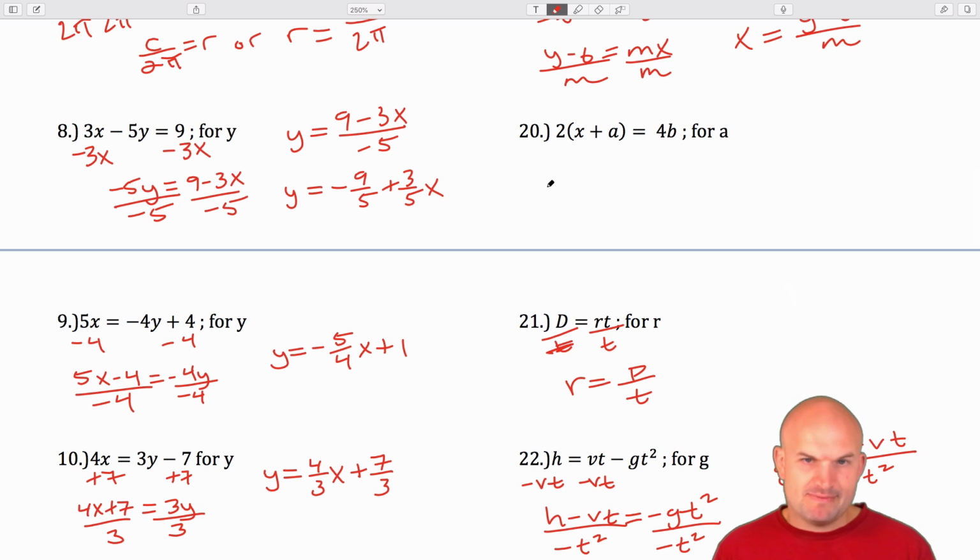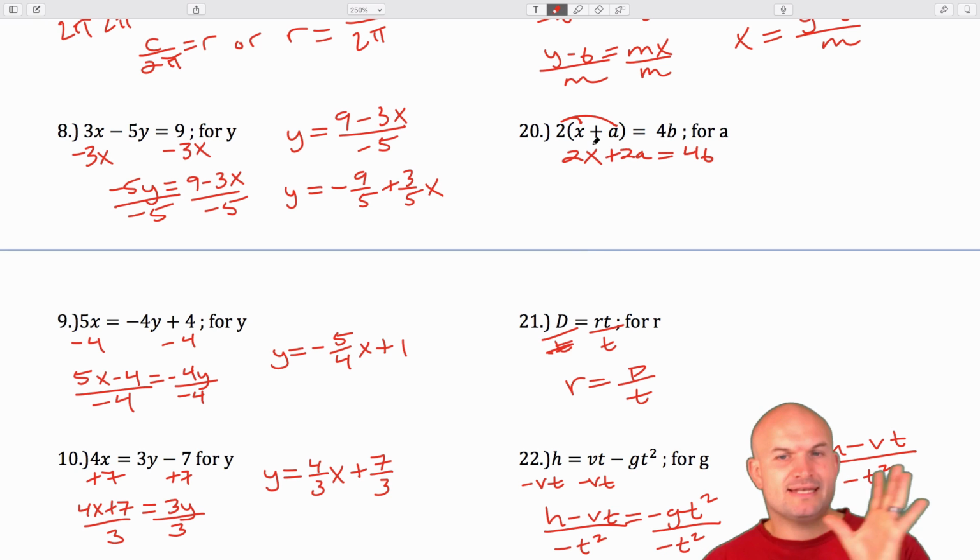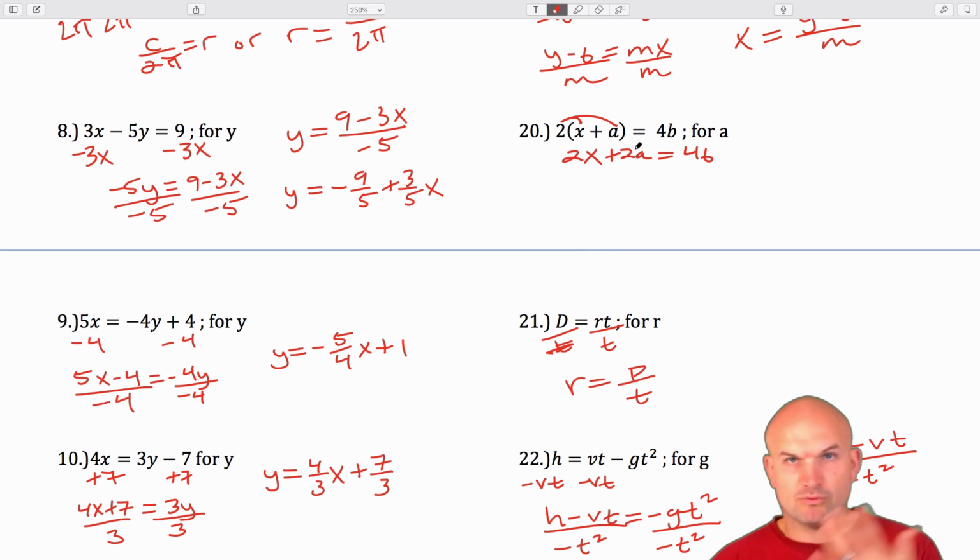If you were to expand this, you would have to get rid of the parentheses. You'd have to distribute that 2 first. So before we can isolate this a, we need to get rid of these parentheses. To get rid of the parentheses, I need to distribute that 2, I'm sorry. So when I distribute that, I now have 2x plus 2a equals 4b.